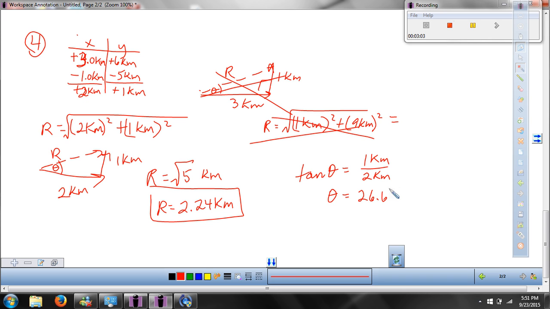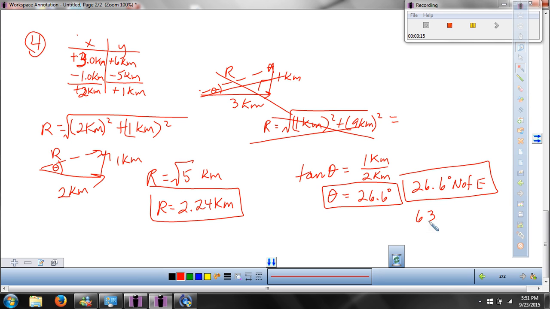That's the pilot's bearing, which is a perfectly acceptable answer. I could also call it 26.6 degrees north of east, which is totally acceptable as well. If I wanted to, I could call it 63.4 degrees east of north. Now that last 63.4 I did in my head, so if you get a calculator and find out that it's wrong, it's all good. I tried. Okay, so there's number 4.